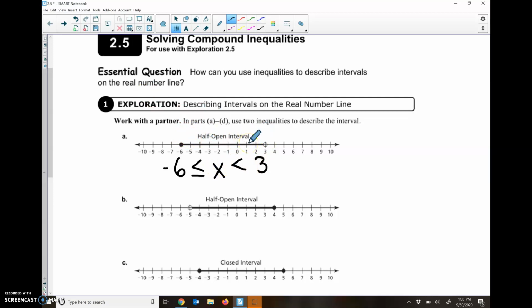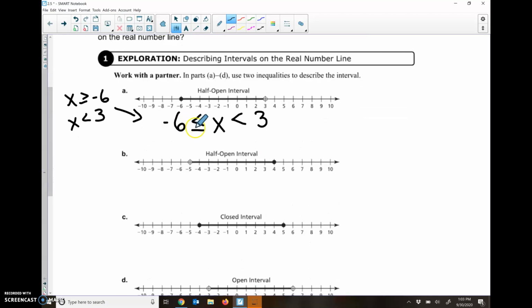It helps to cover it up or do it one by one. If I'm writing these out separately, x needs to be greater than -6, x needs to be less than 3. I put those two together and got that. So I took two single words and put them together for a compound word. I took two single inequalities and put them together for a compound inequality. And we've got to pay attention to the sign as well, because one had an equal to sign and one did not.